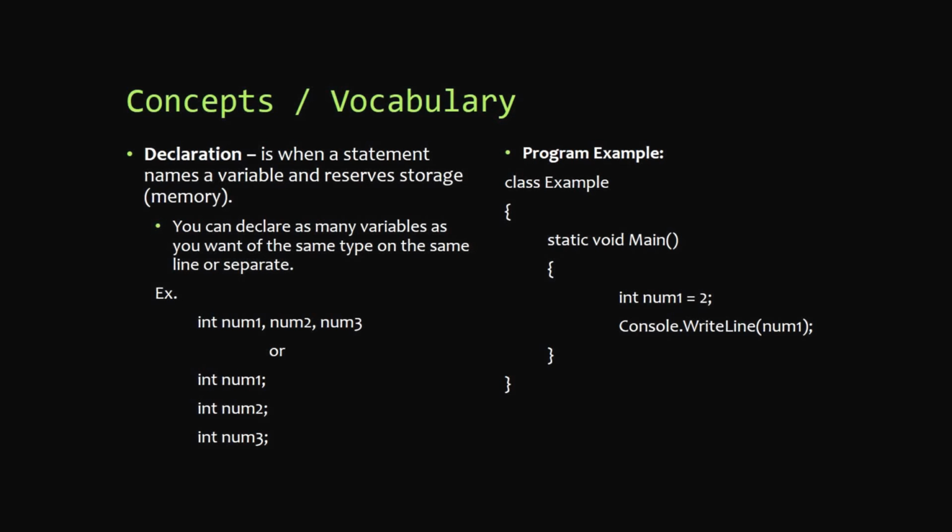And this is how it would look inside an actual program. You have your class with your curly braces. Inside the class, you have your main method with curly braces. And then inside that main method, here's a declaration occurring, num1 equals 2. And then it's being used in the console.writeLine to display num1 to the screen.